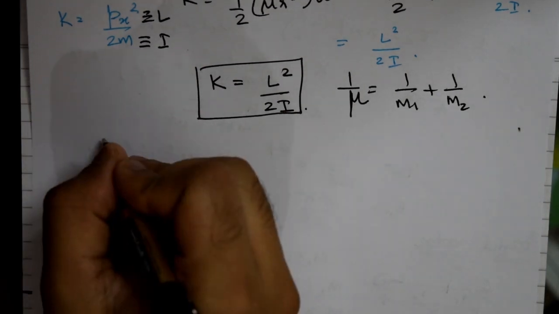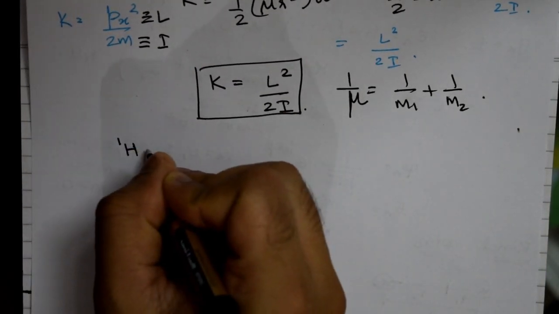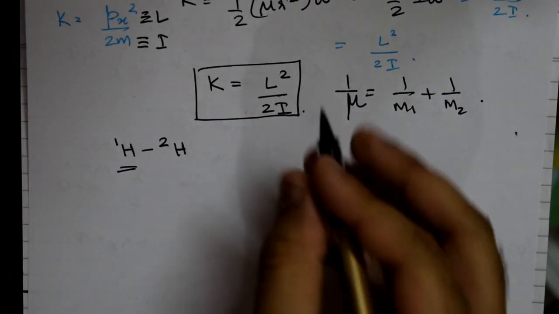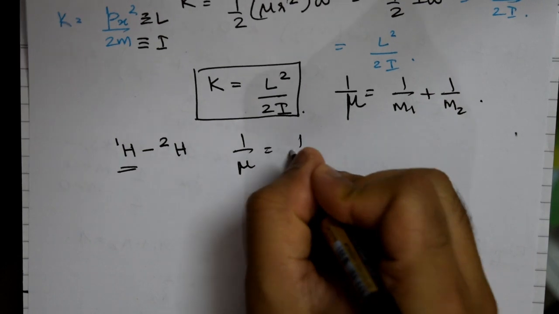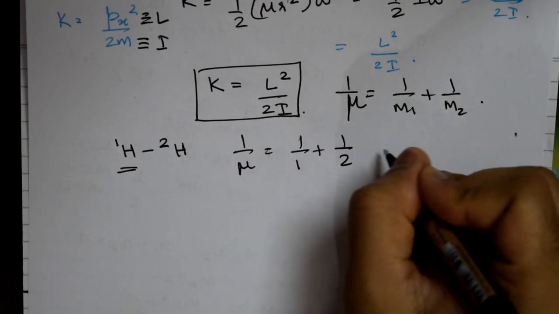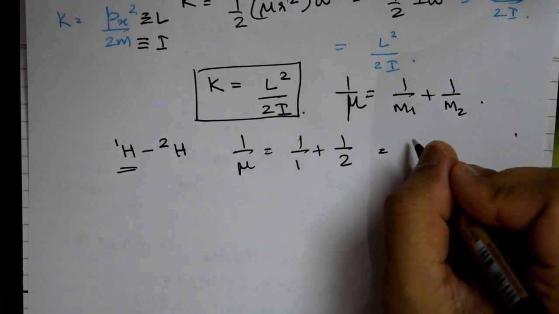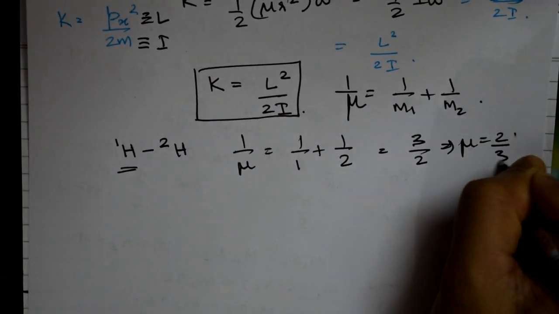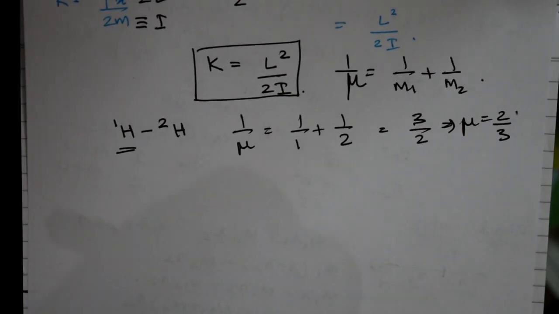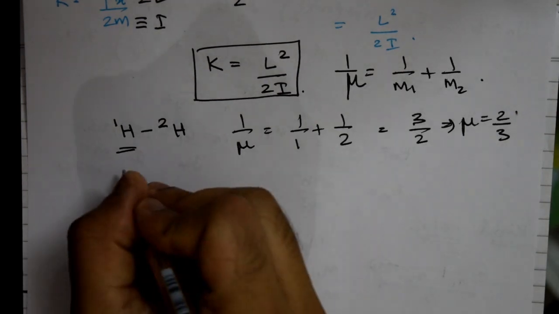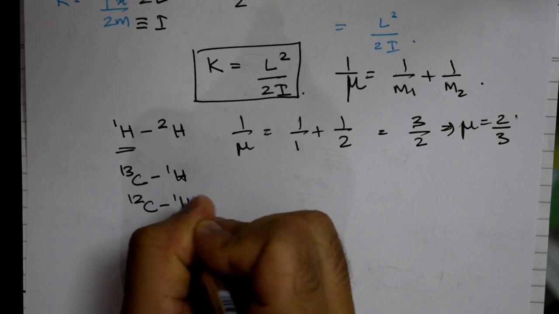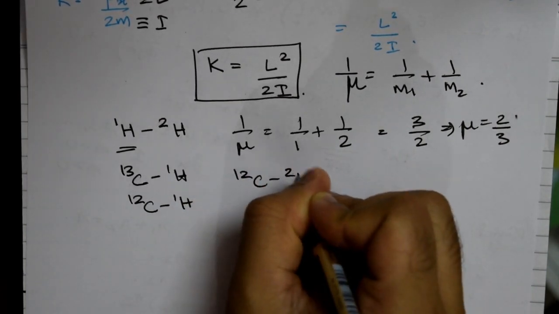For instance, if you are imagining something like hydrogen and deuterium that are bonded, you will immediately realize the reduced mass 1 by mu would be given by 1 by 1 plus 1 by 2 amu. So this is going to be something like 3 by 2, which implies mu equal to 2 by 3. You realize that the mass of this entity is lesser than the lighter atom. So similarly, you can try to do it for 13C and 1H, 12C and 1H, and maybe 12C and 2H.